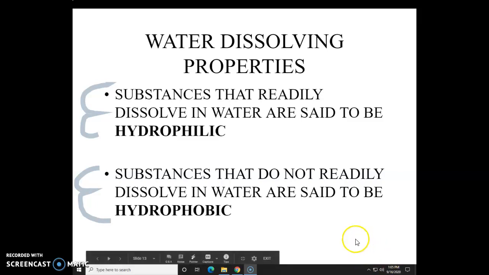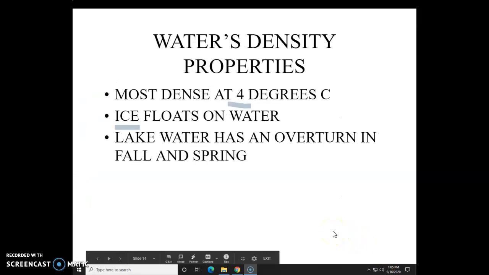Now, when water freezes, it becomes most dense at 4 degrees right before it freezes, right above the freezing point. And ice floats on water because when water freezes, it spreads out. So you've got the same mass of substance, but it takes up more space. So it's a little less dense. So it just slightly floats on water.